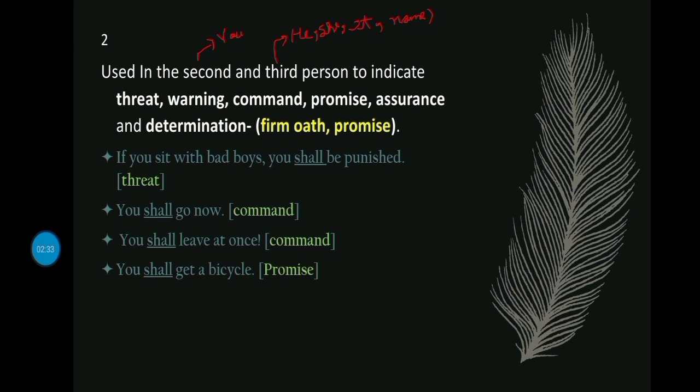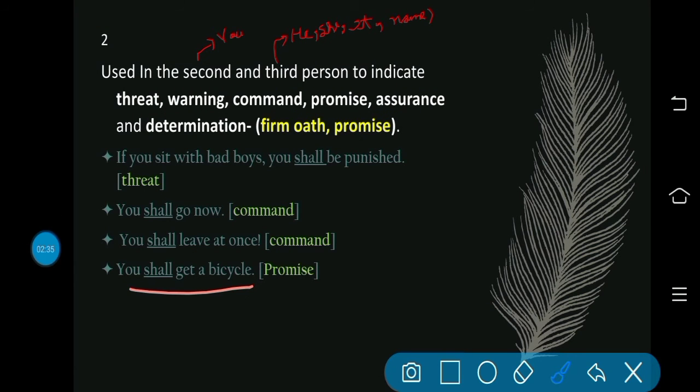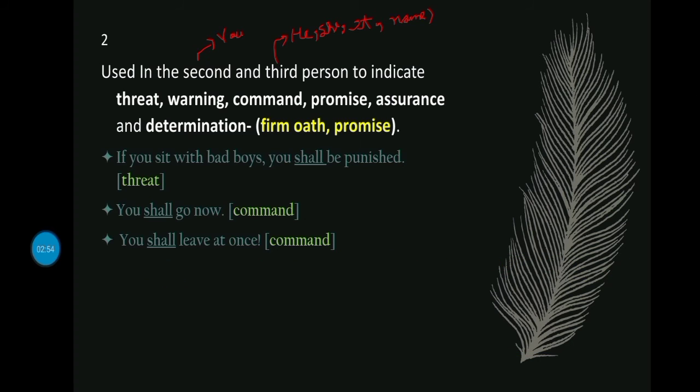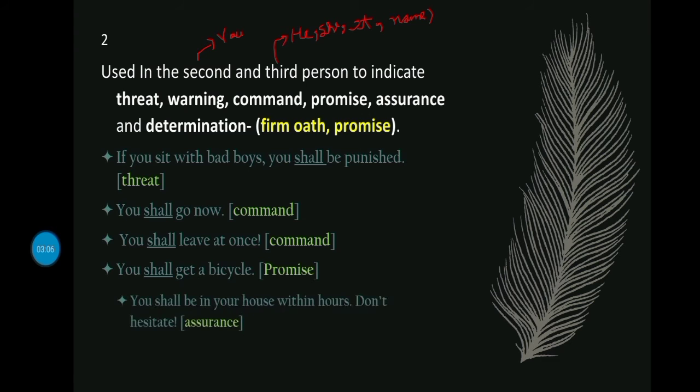And promise. So this senses promise, refers to a promise: you shall get a bicycle. Here we are promising that I will give you a bicycle. We can also say that it senses assurance. So you shall get a bicycle means we are giving a promise and ensuring that you'll get a bicycle soon. So it is a promise.